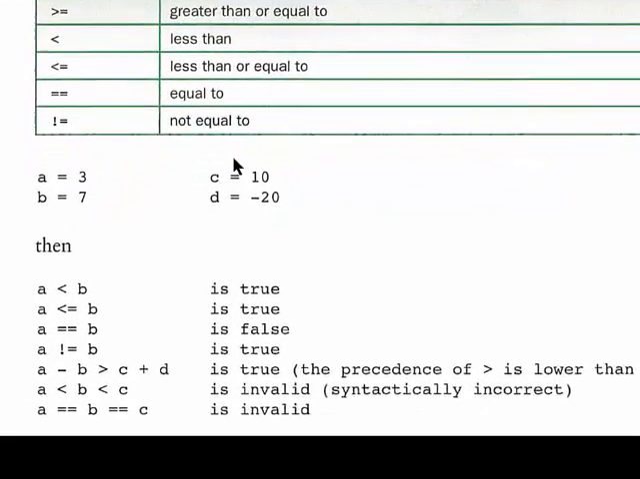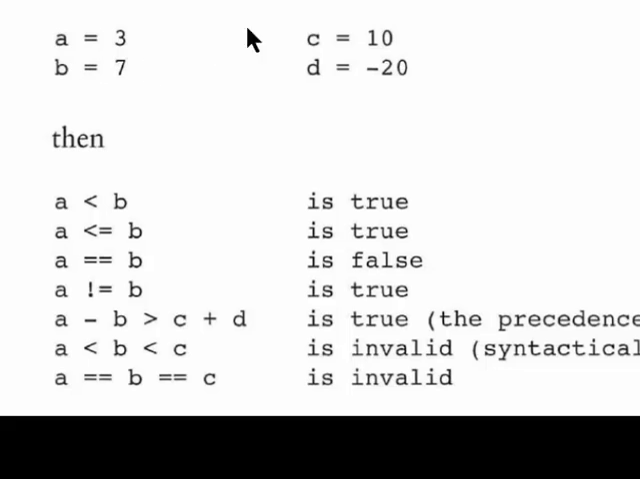Okay, so for example, if A is 3, B is 7, C is 10, and D is negative 20, then A is less than B. That's going to evaluate to true because 3 is indeed less than 7. A less than or equal to B will also be true. A equal to B is going to be false.